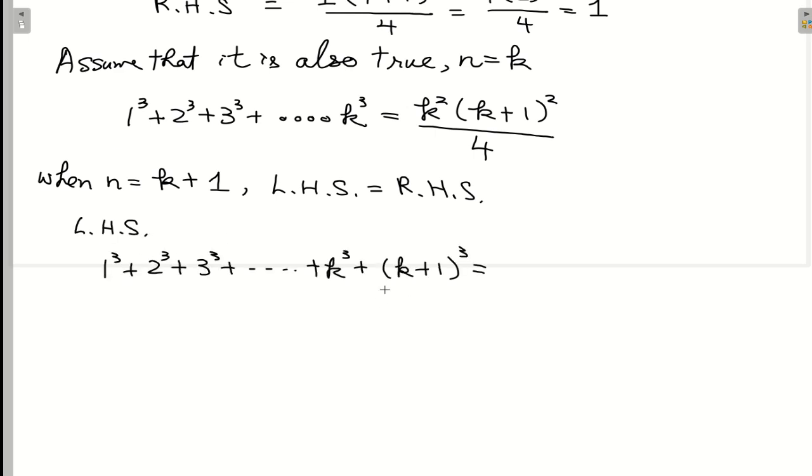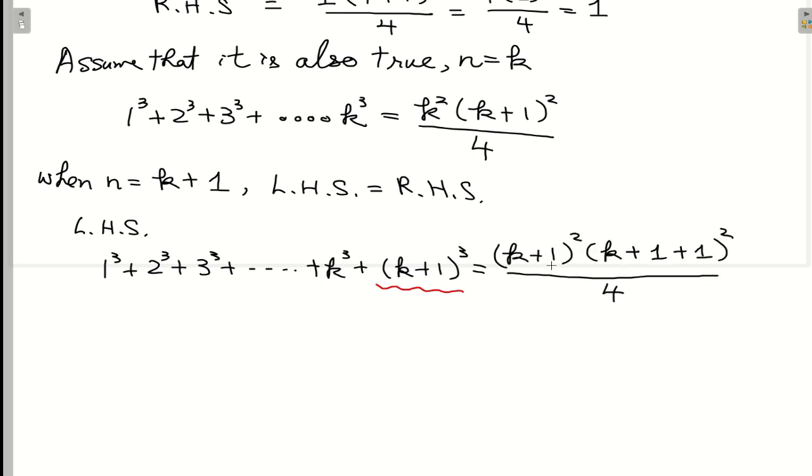On the left-hand side, we add the term k plus 1 to the power of 3. And on the right-hand side, we substitute k plus 1 for k in the above equation. We have k plus 1 squared multiplied by k plus 2 squared divided by 4. We have to prove that the left-hand side is still equal to the right-hand side. And from the equation above, we know that 1 cubed up to k cubed is equal to this one. So we substitute this into this equation.